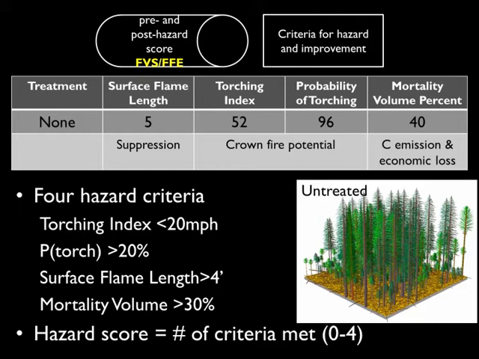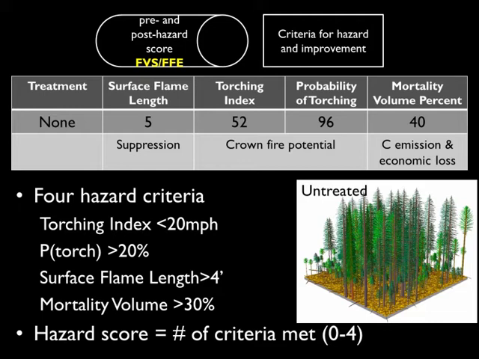A probability of torching of 96% says that there's a 96% chance that fire would torch given those weather conditions, and the mortality volume percent means that 40% of the volume would be dead trees by the end of the fire. Okay. So we come up with a hazard score by simply summing the number of ways that these values exceed the thresholds that we've described here.